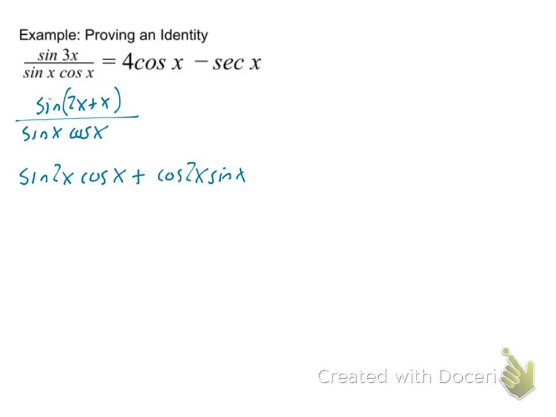Now, just to save time, all of that would be over sine of x cosine of x. Would you guys agree? So at that point, would I actually be able to take the numerator and split them with their own denominators? Separate fractions, right? Would that be okay?